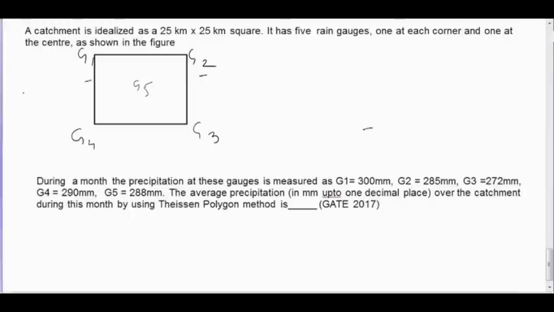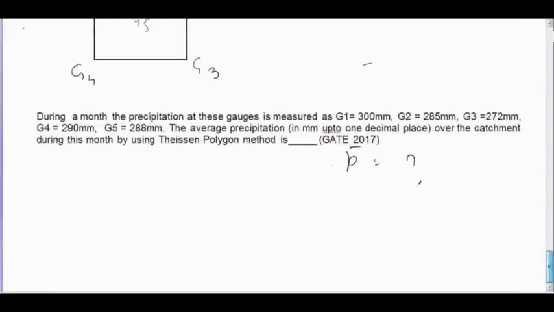During a month, the precipitation at these gauges is measured as G1 equal to 300 mm, G2 equal to 285 mm, G3 is equal to 272 mm, G4 is equal to 290 and G5 is equal to 288. Now, the average precipitation over the entire catchment during this month by using the Thiessen Polygon method will be what? So, you need to calculate the P bar. So, how you will solve it? You know how to solve it now.